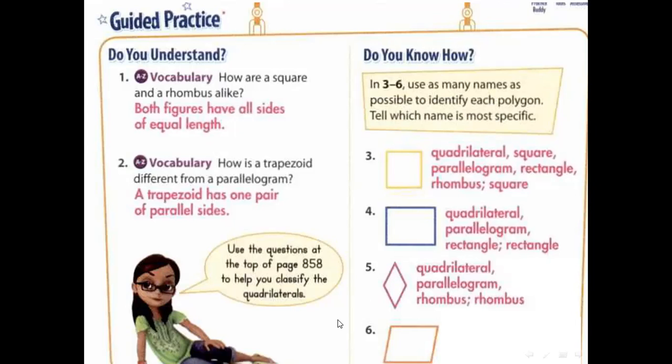Question number six. Here I have this shape is a parallelogram, and directly a parallelogram is a quadrilateral. So quadrilateral, parallelogram, and the specific name here is parallelogram.